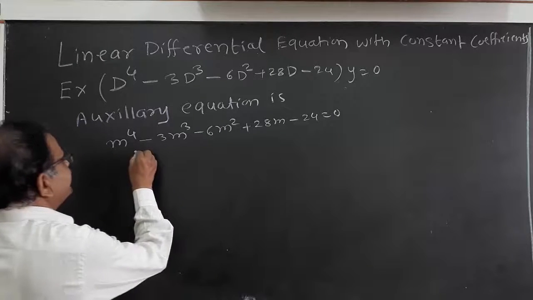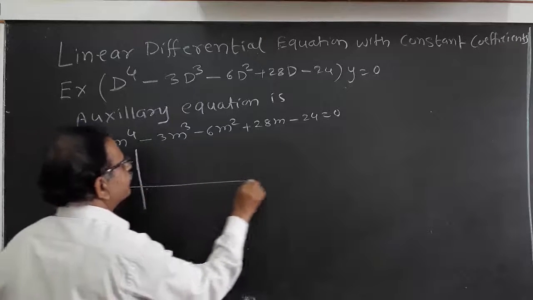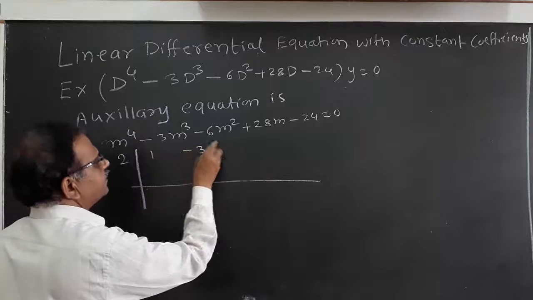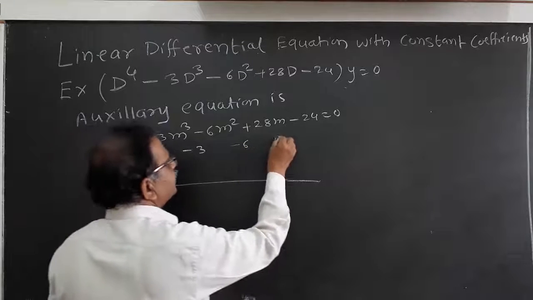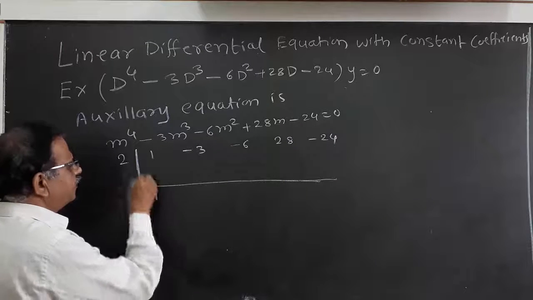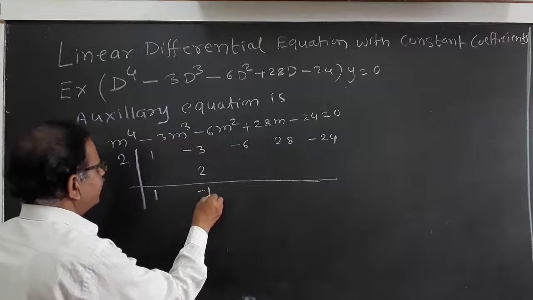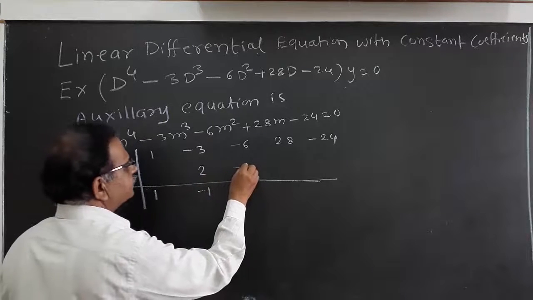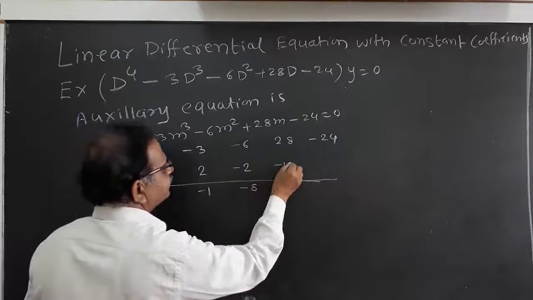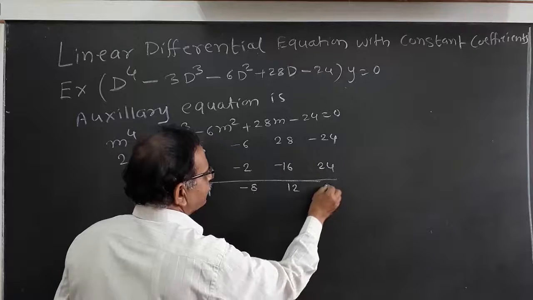Therefore, we shall divide synthetically by the factor m minus 2. m equal to 2 is here. Now I shall write the coefficients in decreasing order: 1, minus 3, minus 6, 28, minus 24. 1 is carried as it is. 1 into 2 is 2. Minus 3 and 2 is minus 1. Minus 1 into 2 is minus 2. Minus 6 minus 2 is minus 8. Minus 8 into 2 is minus 16. 28 minus 16 is 12. 12 into 2 is 24. Minus 24 plus 24 is 0.